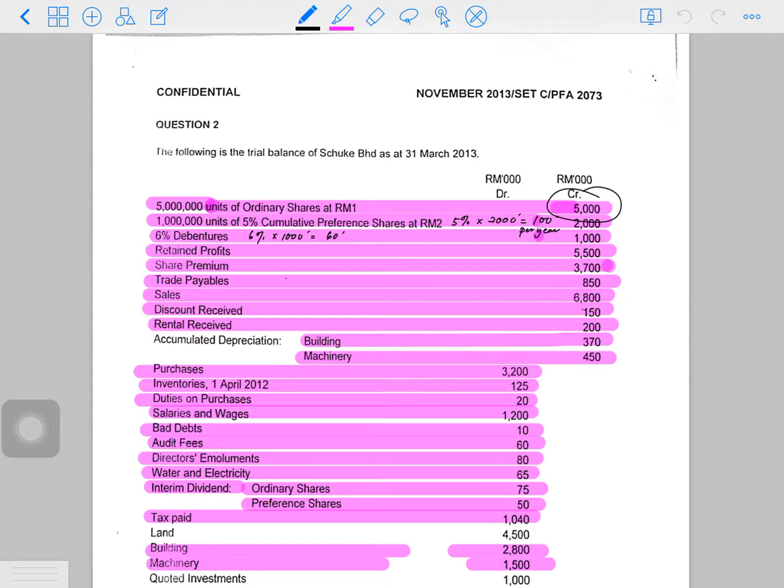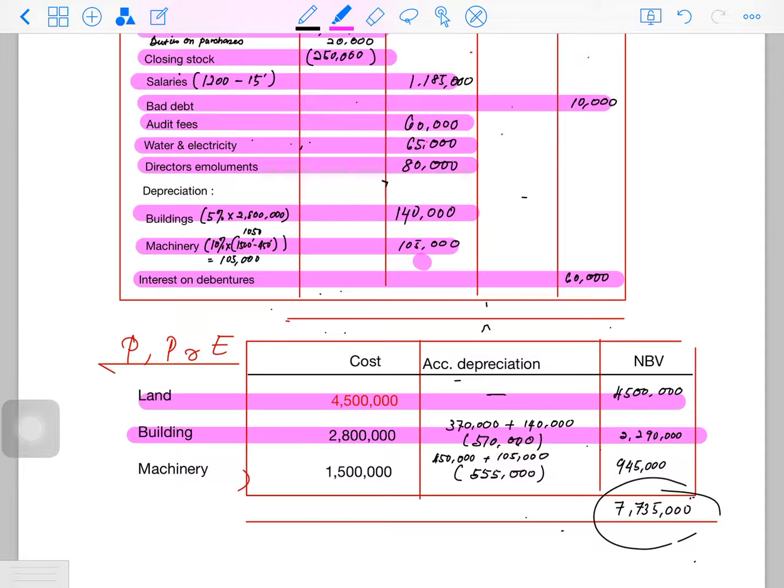Next we have land. Land kita dah settle dalam property, plant and equipment tadi. Kita dah masuk dalam property, plant and equipment, which is here. Okay, settle kat sini, land. Next we have quoted land, building, machinery dah taken care of dalam property, plant and equipment.